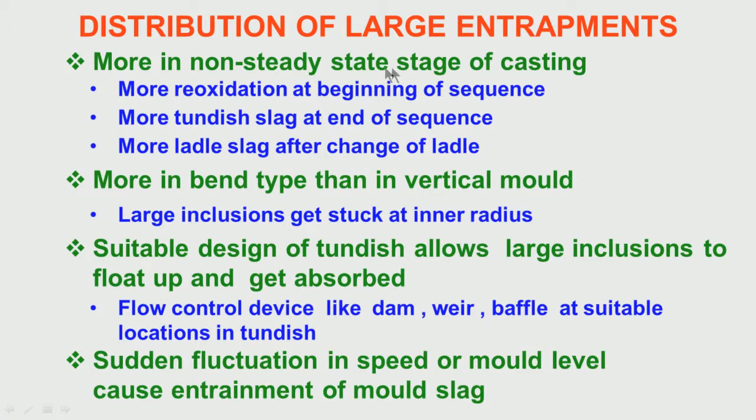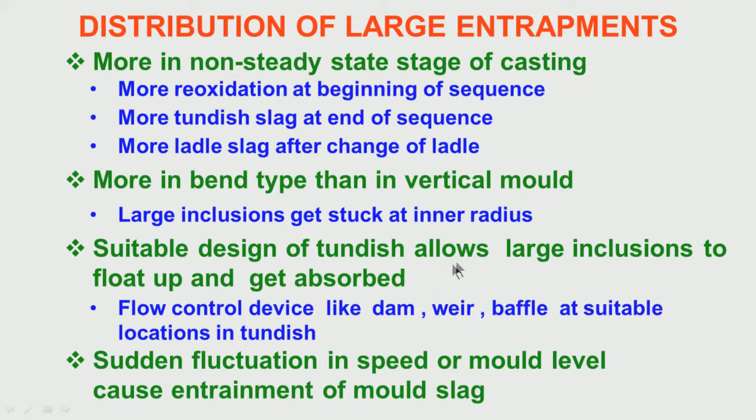So, what I am telling is, the distribution is not uniform along the length of the casting, and not uniform along the width of the casting also. If you have a vertical mold, then the width is more or less similar in cleanliness, but if you have a bend type of mold, then the area near the inner radius is relatively unclean, so more defects will be there.